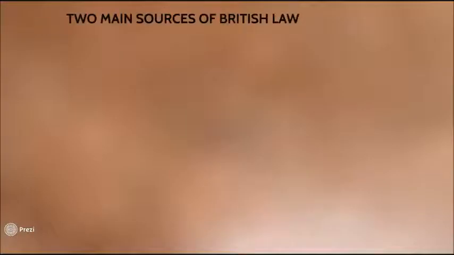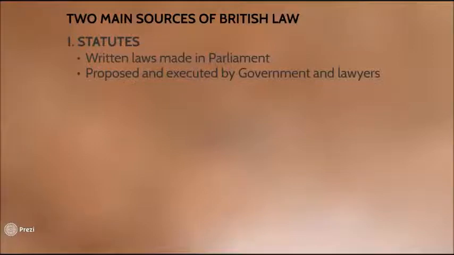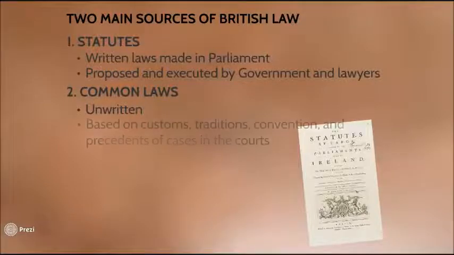There are two main sources of British law. They are statutes, the written laws made in Parliament, which are drawn up by the government departments and the lawyers. They are interpreted by courts, while changes to this law can only be made by Parliament. Common laws are unwritten, based on what has happened in the past, such as customs, tradition, convention and precedents of cases in the courts.